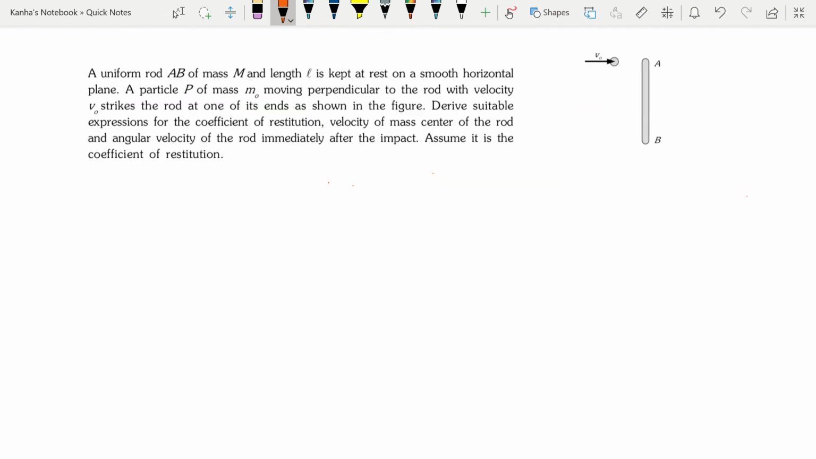So in order to cement our understanding of the concept that we've learned till now, let's look at one of the problems.